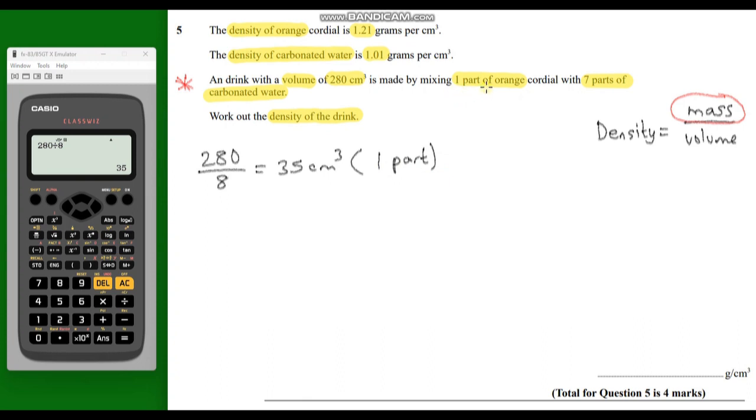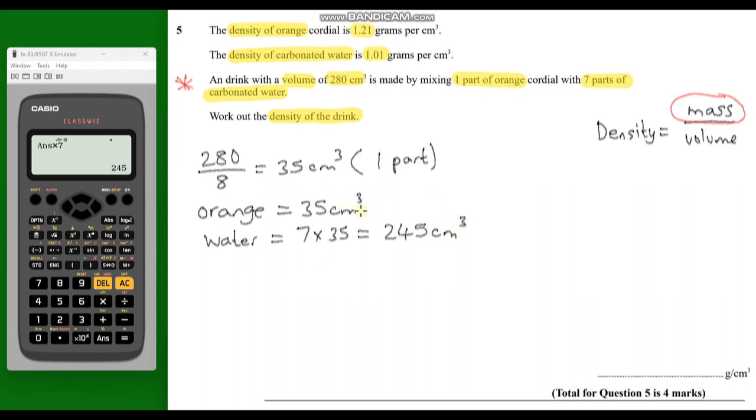So what is the volume of orange? There's only 1 part of orange, so we can say that orange is equal to 35 centimetres cubed. And carbonated water, I'm just going to put water for short. That's 7 lots of 35. 7 times 35, just times that by 7, and we get 245 centimetres cubed.